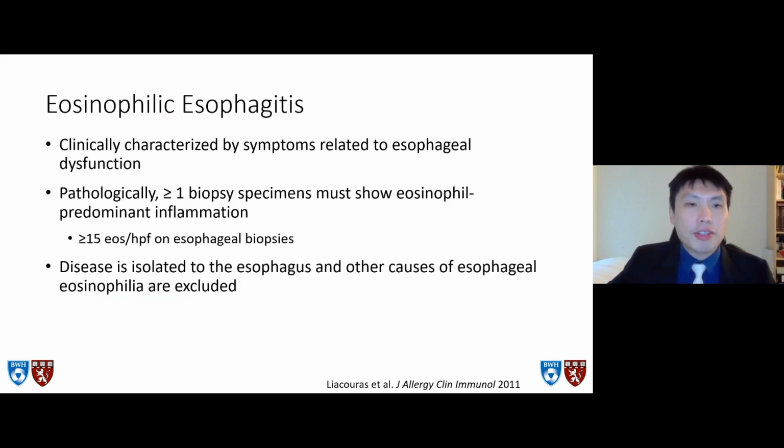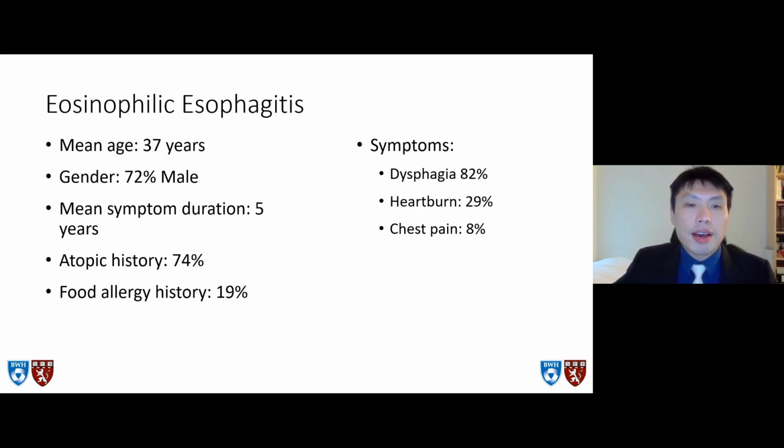Before we talk about the answers, I'm going to quickly talk about eosinophilic esophagitis. It is clinically characterized by symptoms related to esophageal dysfunction. It's diagnosed pathologically by having at least one biopsy specimen from the esophagus showing eosinophil predominant inflammation that's currently defined as greater than or equal to 15 eosinophils per high power field. The disease is generally isolated to the esophagus, and other causes of esophageal eosinophilia are excluded. The patient population with eosinophilic esophagitis are generally male and of younger age. Some patients were even diagnosed when they're children.